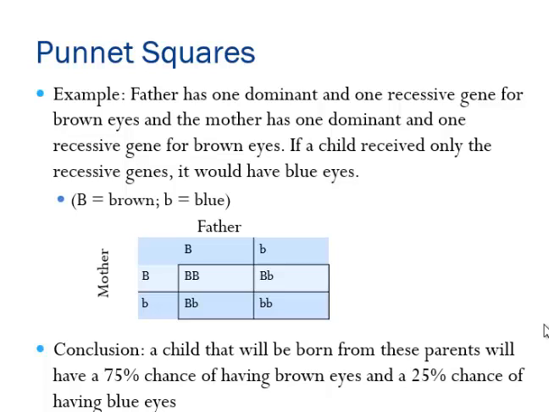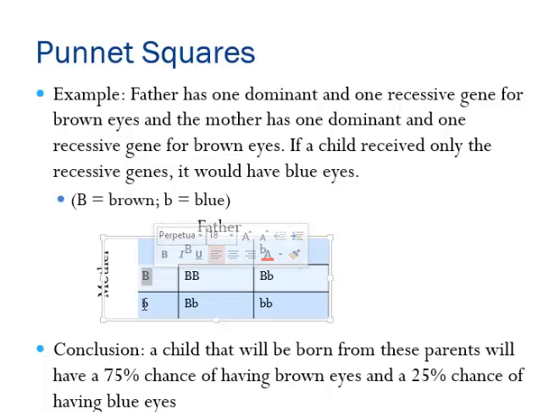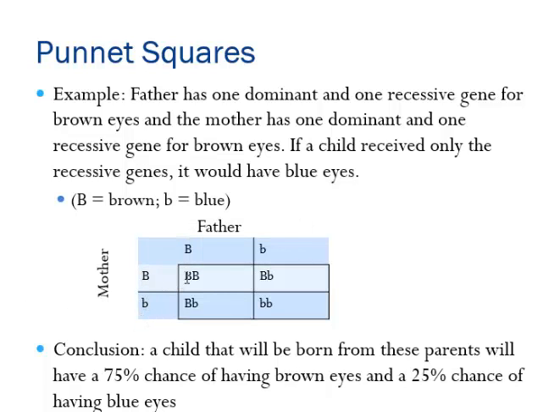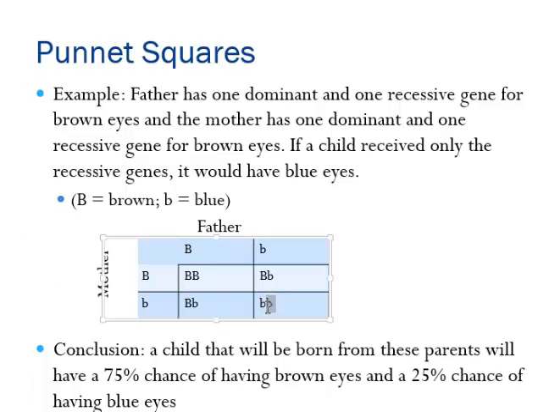So in this example, if you have a father that's heterozygous brown and a mother heterozygous brown, the chances are equal that the father will give either a big B or a little b, and the chances are equal that the mother will give either a big B or a little b. The odds are 75%, namely 3 out of 4, that the child will have brown eyes, and 1 out of 4, namely this guy in the corner over here, that the child will have blue eyes.